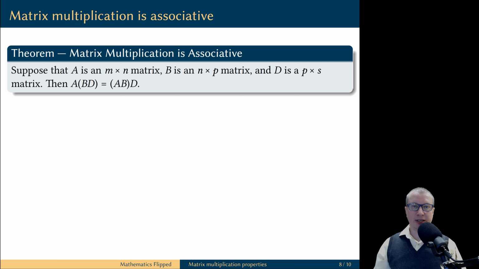The next important property is that matrix multiplication is associative. To prove that these two matrices are equal, we will prove that they have identical entries. Before we do this, please check that the matrix on the left-hand side has the same size as the matrix on the right-hand side. The entry in position ij of the matrix product, matrix A multiplied by the matrix BD, can be computed using the entry-by-entry formula. We take entries from row i of matrix A and entries from column j of the matrix BD.